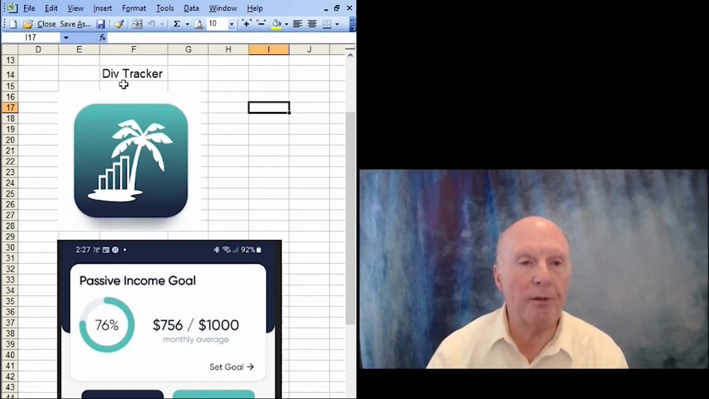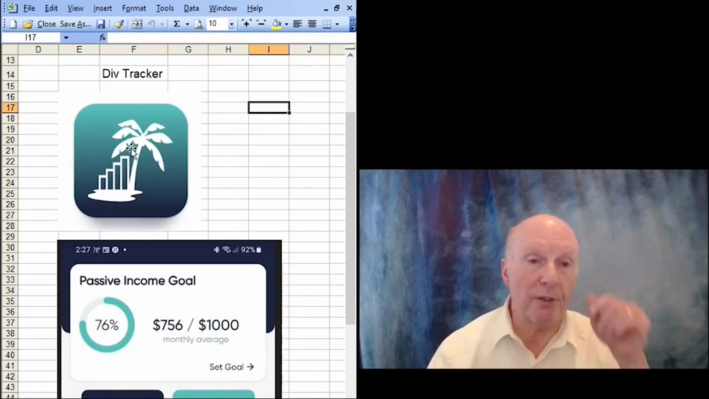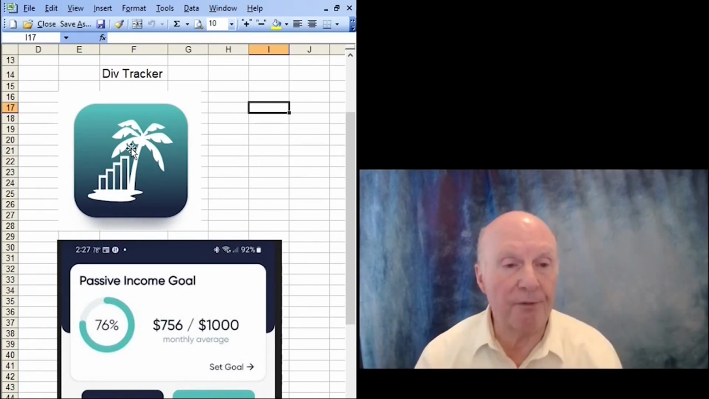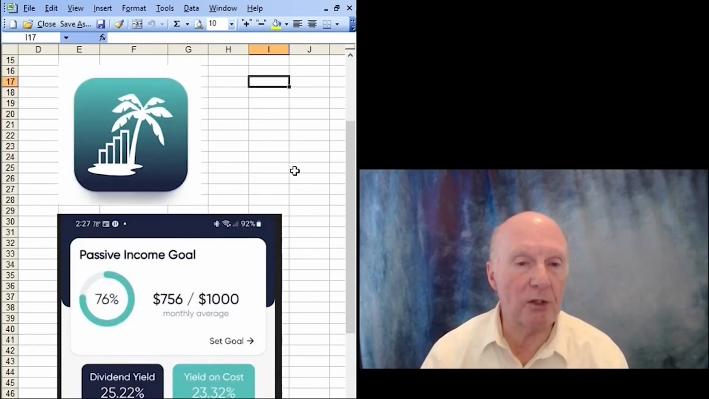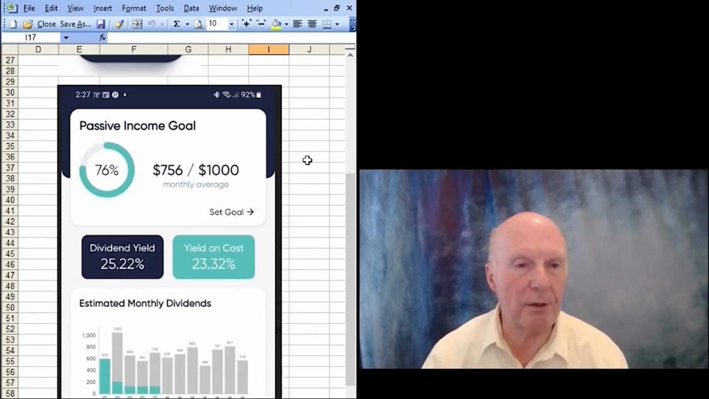And there are more than one app in the Google Play Store that are named Div Tracker. So you want to look for the one that has this logo, the green background with the white palm tree and the bar chart. This is the one I use. I've used several of these, and I find this one to be so far the best I've found. I'm just going to show you a couple of screenshots so you can get an idea of how this thing works.